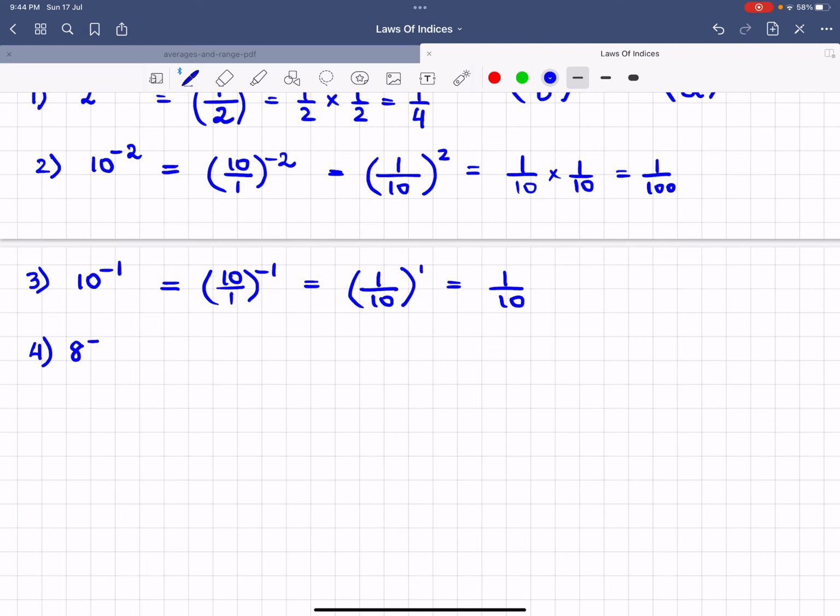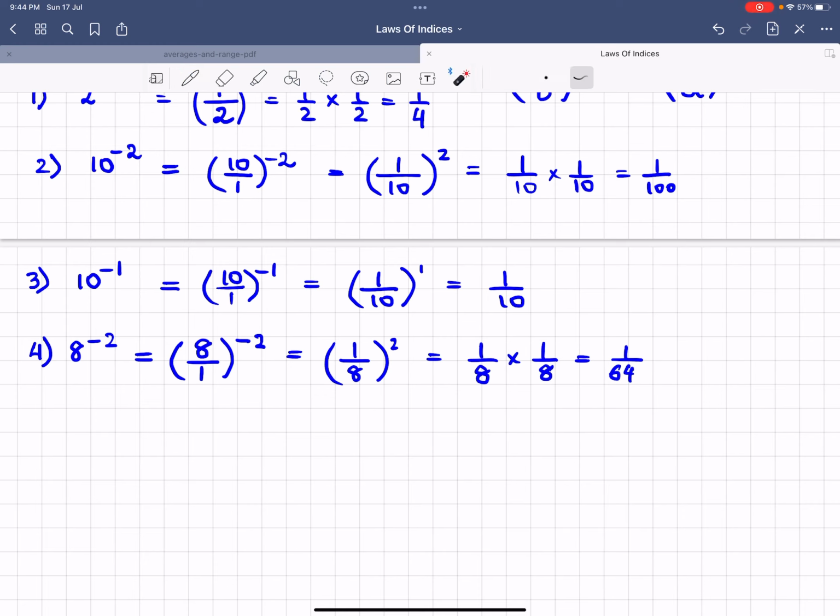8 to the power of negative 2, that is equal to 8 is the same as 8 upon 1 to the power of negative 2. When I swap the fraction, I have 1 over 8 and the power becomes positive. So this is 1 upon 8 multiplied by 1 upon 8, that is 1 over 64. Some students make the mistake of writing 8 multiplied by 2 here because they have the power 2. But power 2 means 8 has to be multiplied by itself 2 times. Let's do one more question in this category.